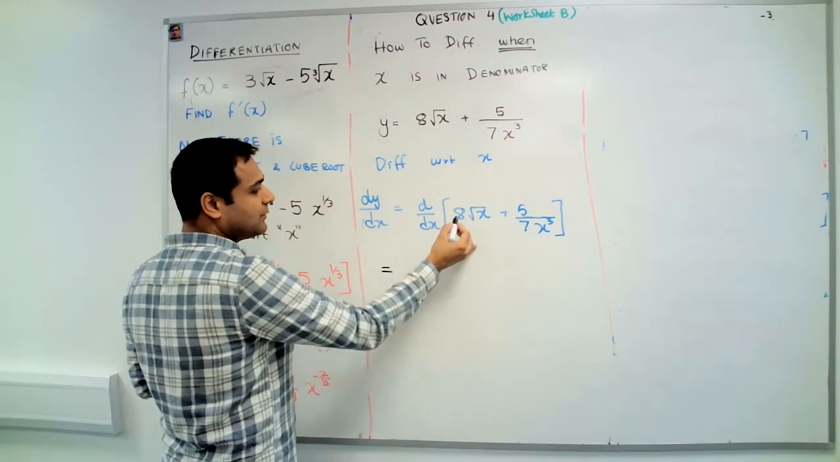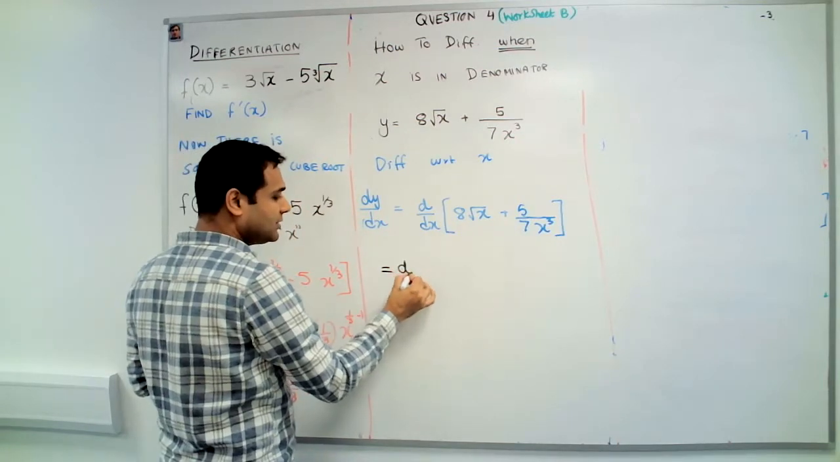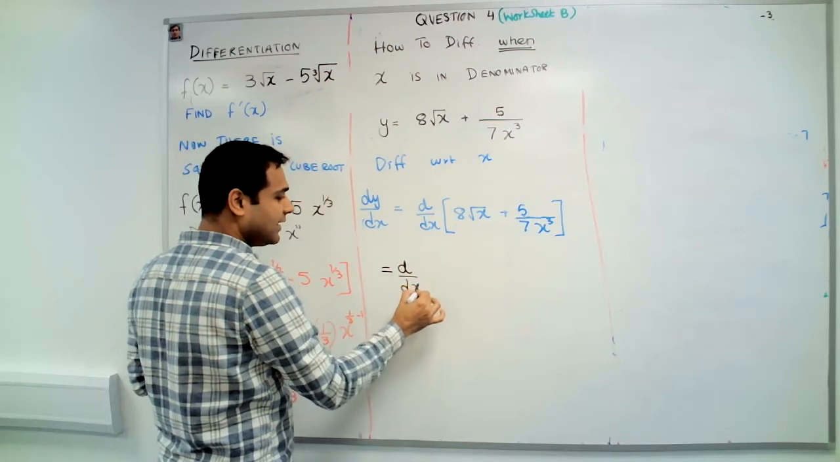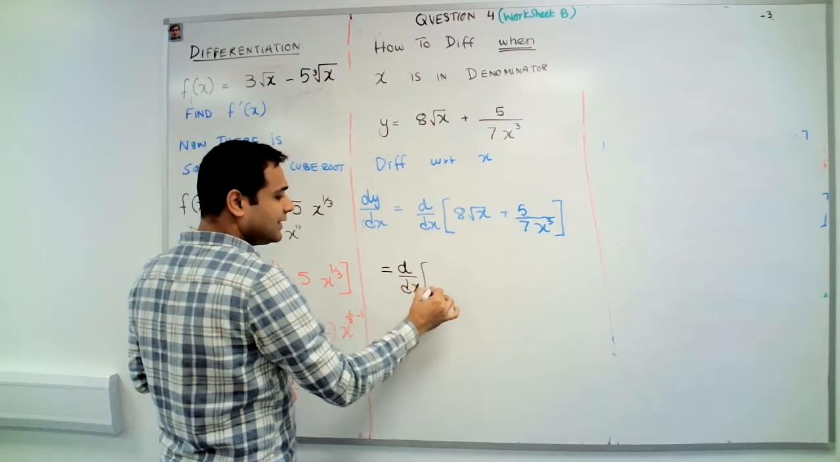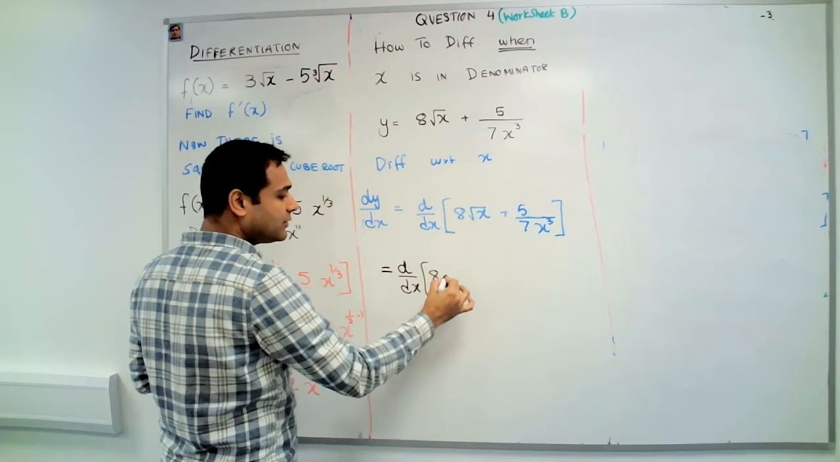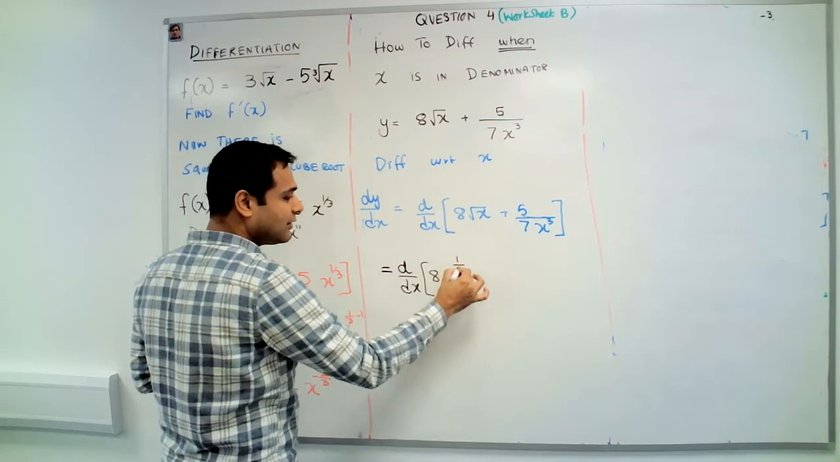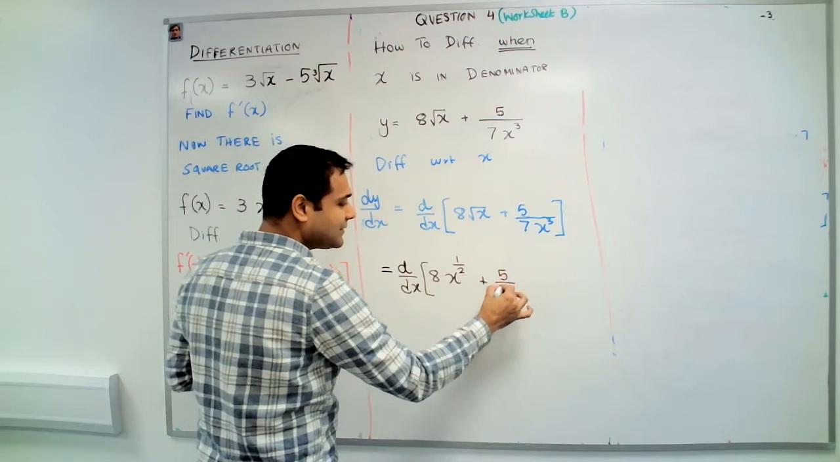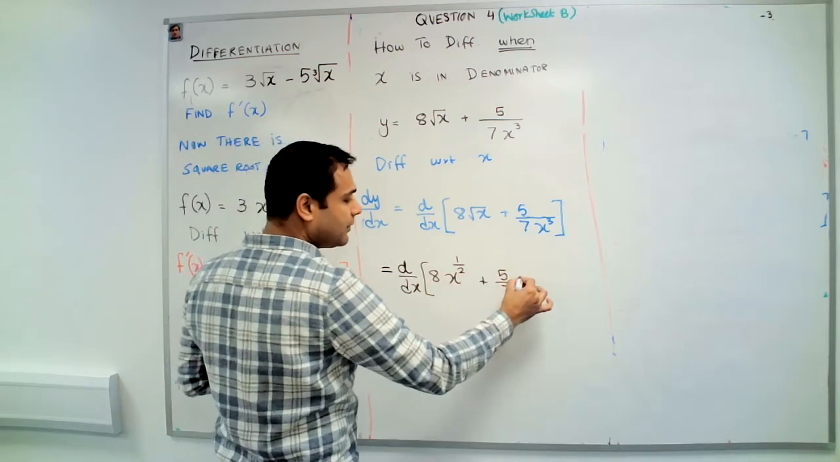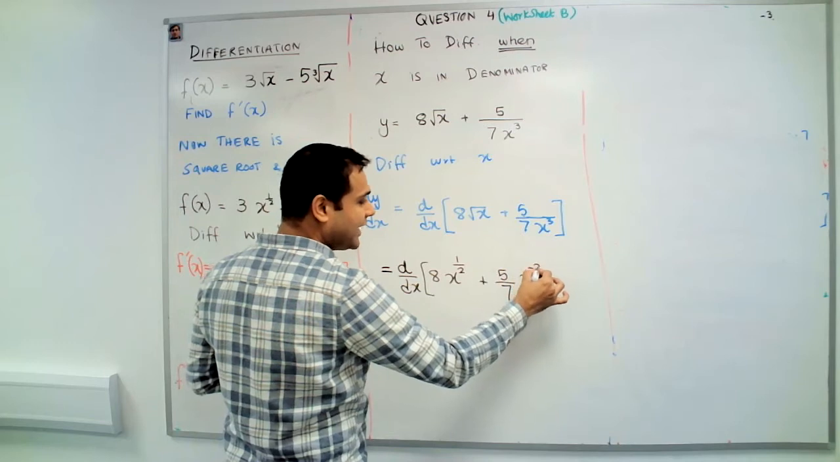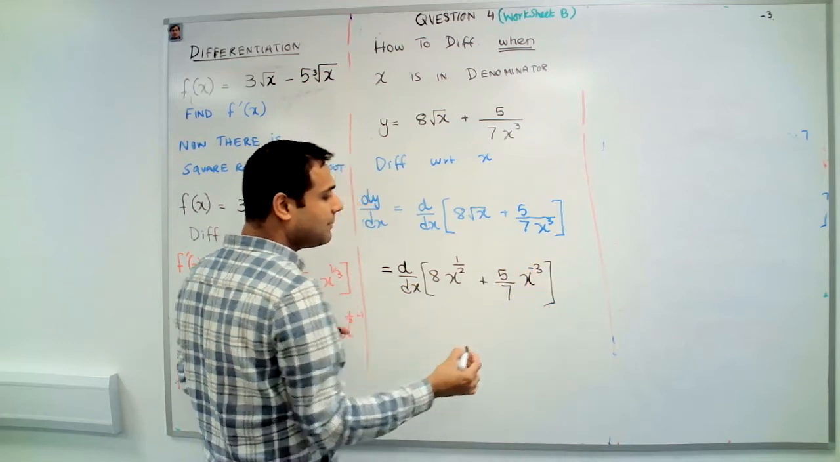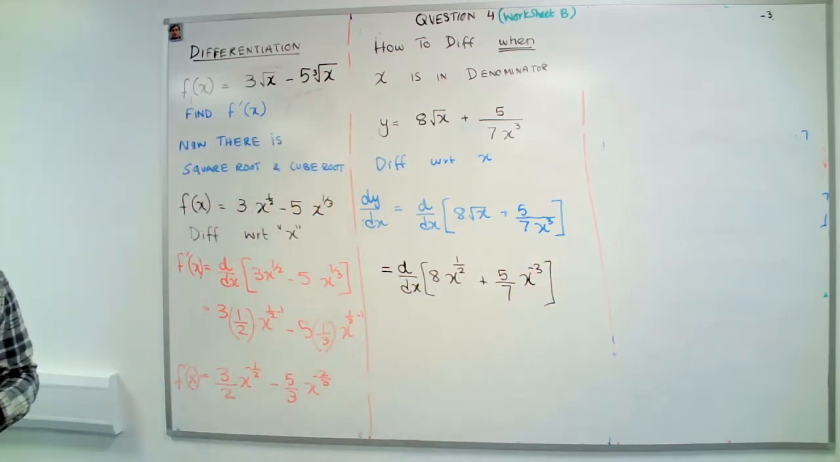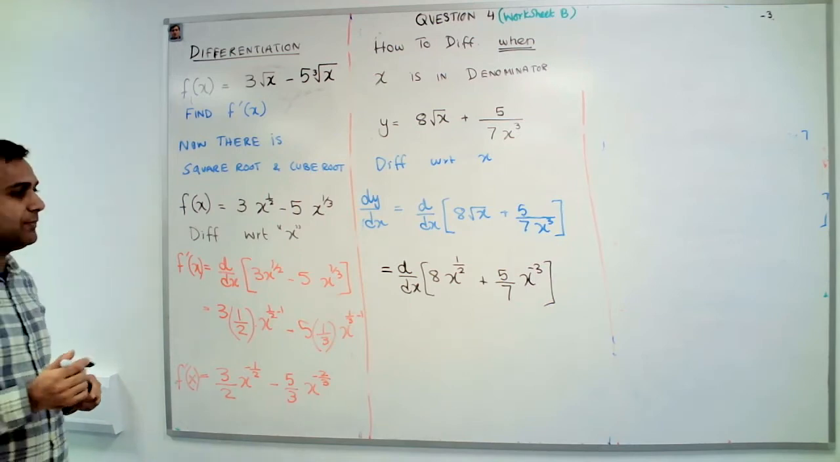Let's simplify this one. I'm not differentiating yet, I'm just simplifying the equation. This is 8 times x to the power of half, since square root of x is x to the power of half. This 5 over 7 stays as it is. X cubed, bring it up and change the sign, it becomes a minus 3. And now you know how to differentiate this way.